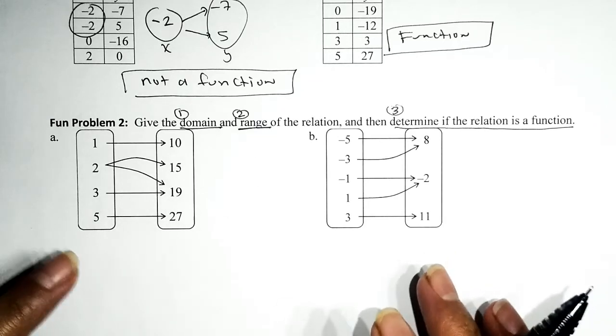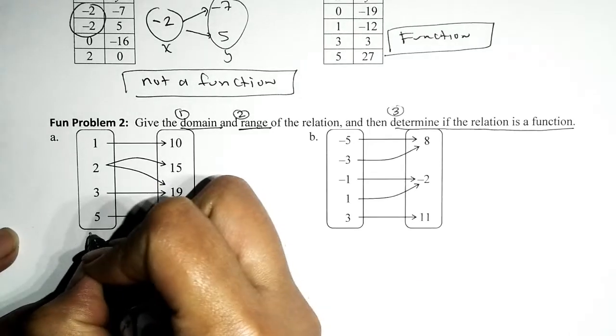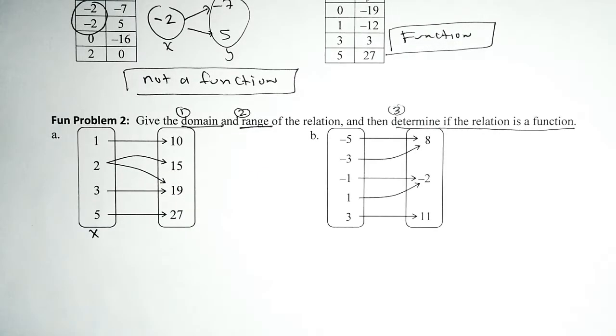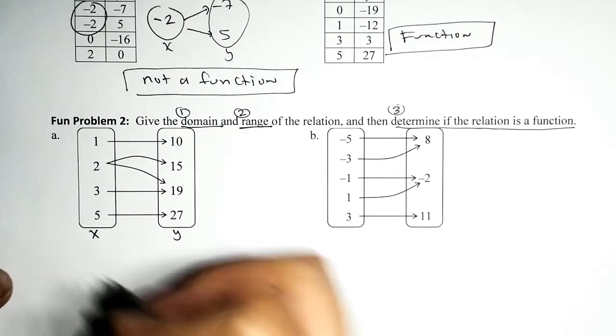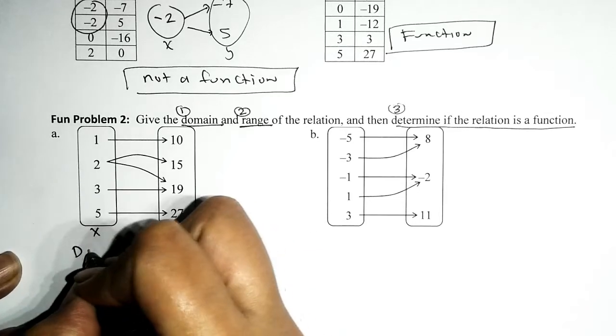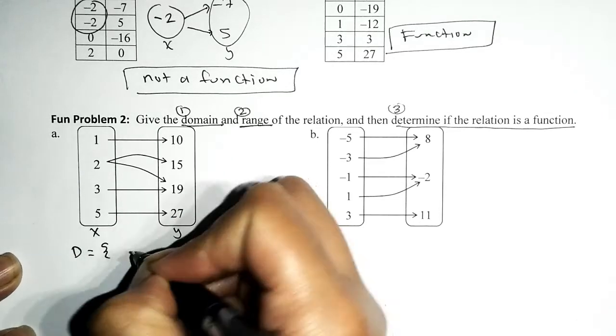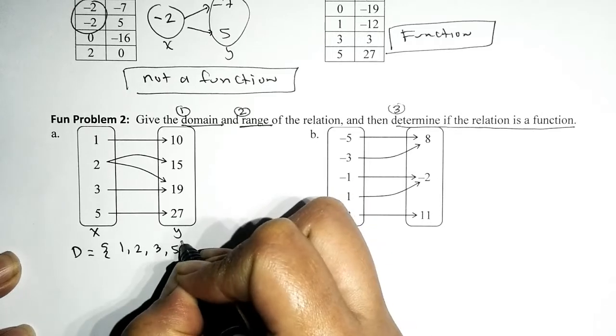These relations are presented a little bit different, but it's okay. The inputs are the first things, the things that we see on the left, and then the outputs are going to be the things that we see on the right. So the domain is going to be the set of all the input values. So what are those input values? 1, 2, 3, 5. So we have domain equals, we have our open brace, 1, 2, 3, 5, and then we do our close brace.